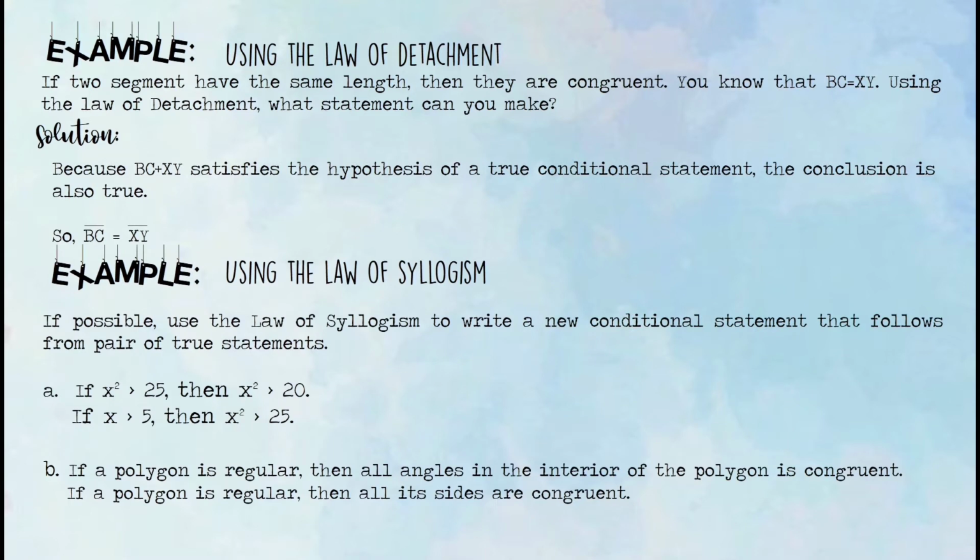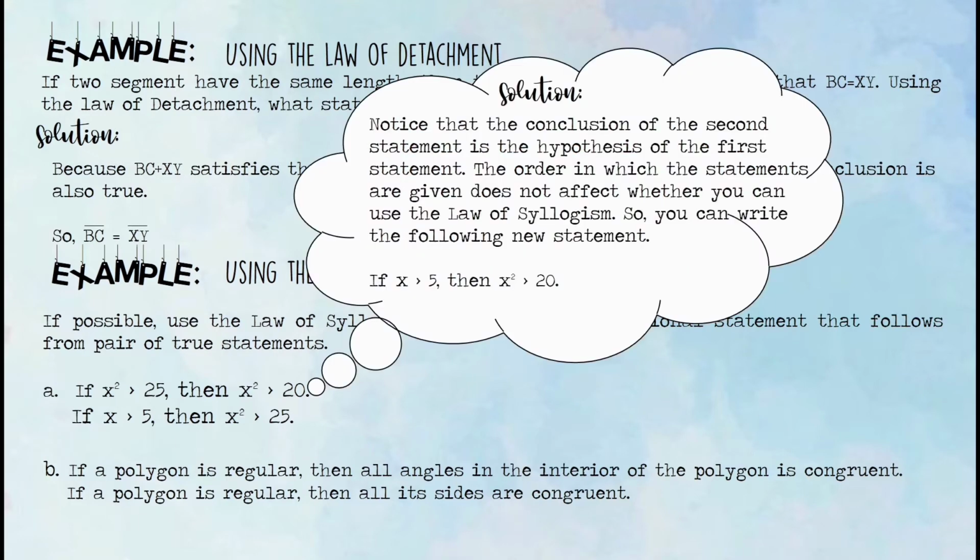Here are the examples using the law of syllogism. If x squared is greater than 25, then x squared is greater than 20. If x is greater than 5, then x squared is greater than 25. If a polygon is regular, then all angles in the interior of the polygon are congruent. If a polygon is regular, then all its sides are congruent.